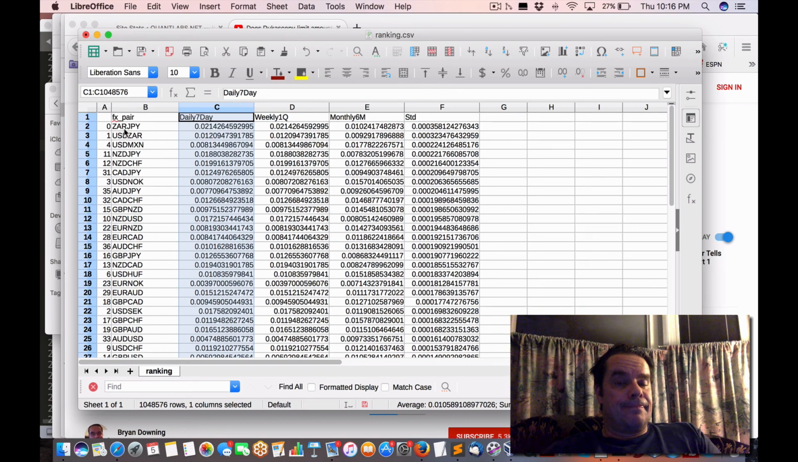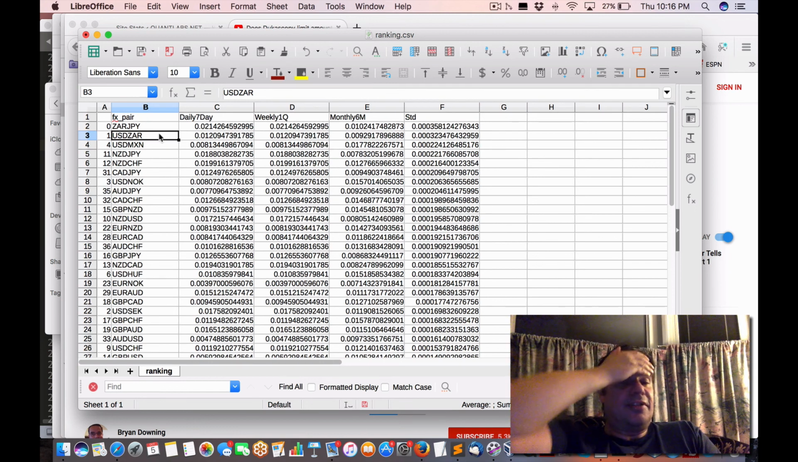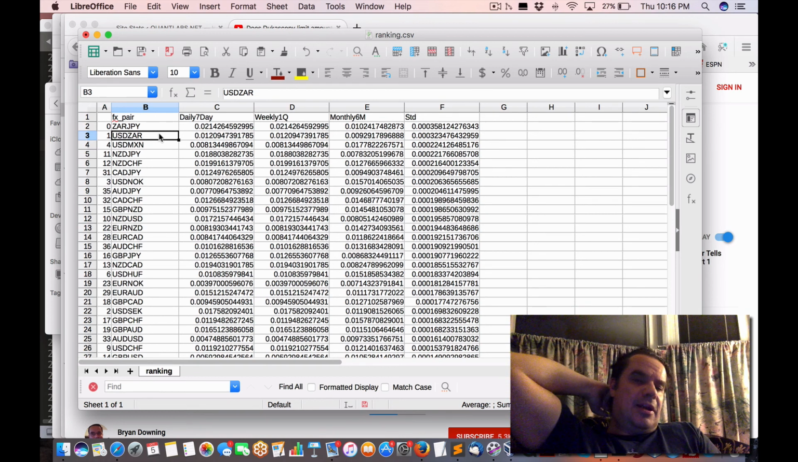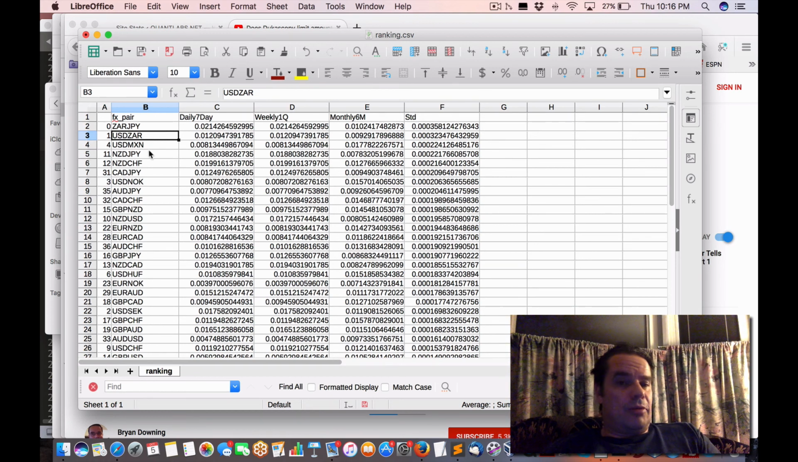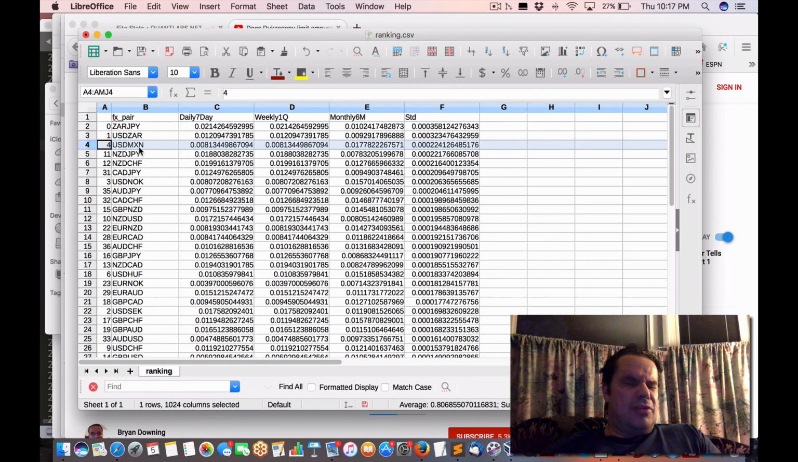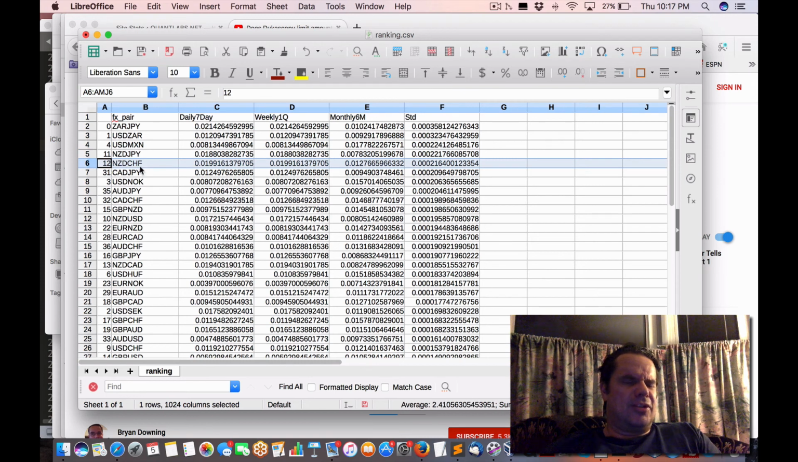Right now what you'll find is the most volatile are the South African rand and Japanese yen, the US dollar and South African rand. These kind of make sense because of the volatility going on within South Africa with the political turmoil. There's so little clarity there, so that's hitting their currency. I'm not sure why the US Mexican peso is volatile. Maybe some tension between the two. Then New Zealand Japanese yen, and then the New Zealand Swiss franc.